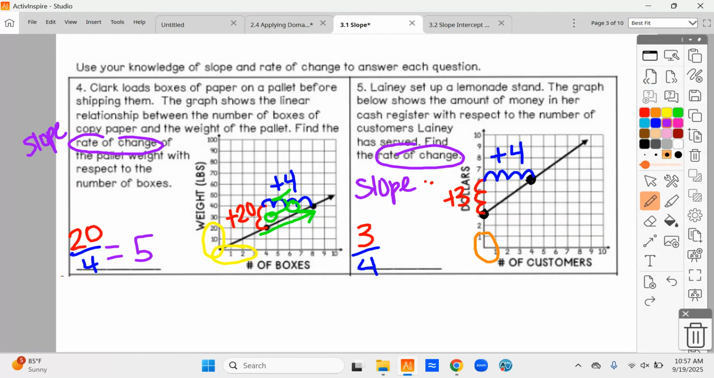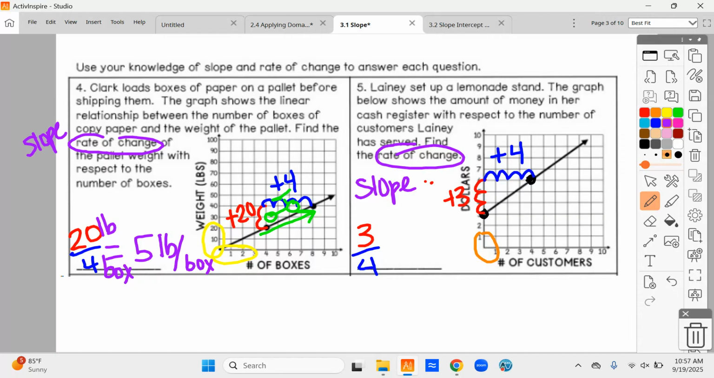Let's go back to these other two and try to understand what that means. So my weight per number of boxes, if I'm looking at number 4, it's 5 pounds per box, because pounds is my numerator and boxes is my denominator. Okay, so it'd be 5 pounds per box.